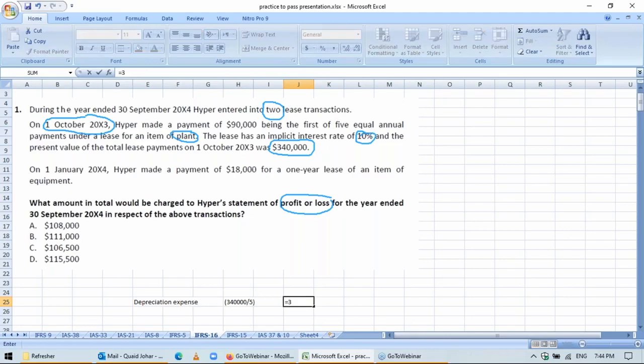So this gives you 340,000 divided by 5, 68,000 is the expense. Then you have to calculate the financial charges.